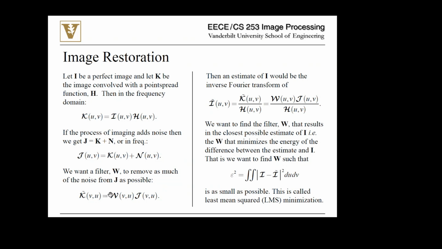And then once we have K, I will apply the filter W to J to try to recover K. Once I have recovered K, I have simply to divide by H. So you take J, you try to estimate K. Once you have K, you simply divide by H. Now what you want is that your estimate of I is as similar as possible to the true I.